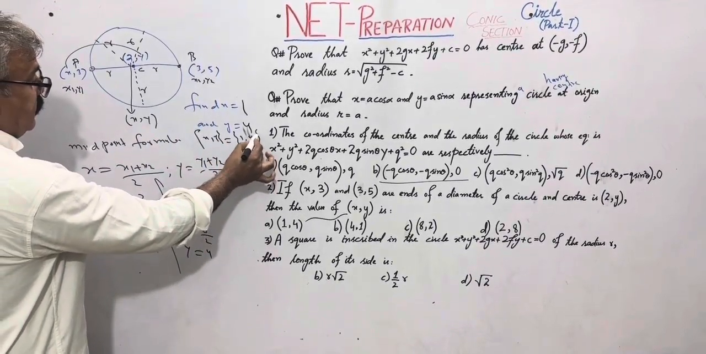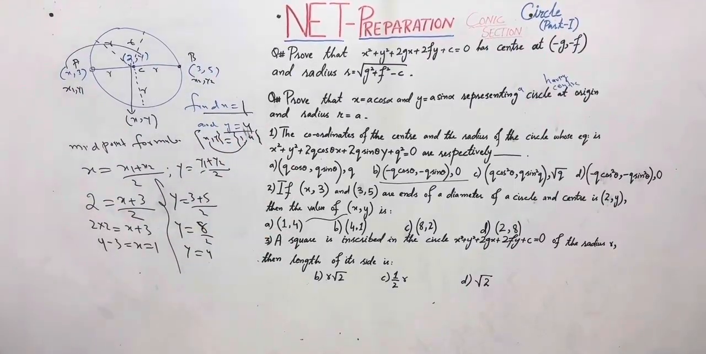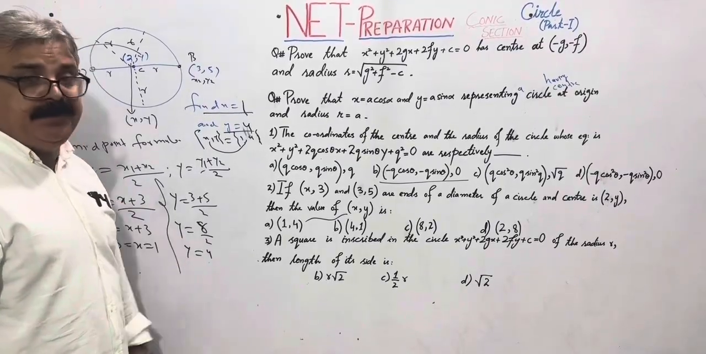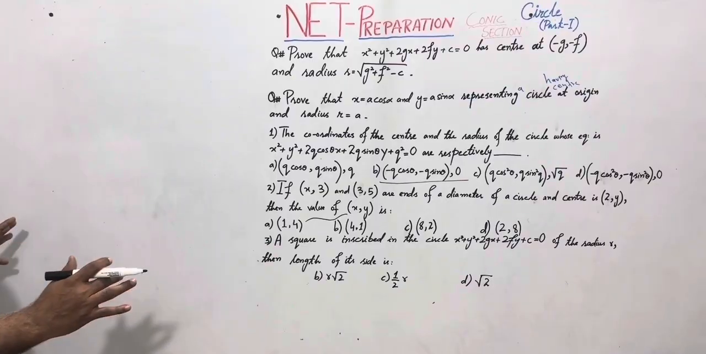It's equal to 1, but it is more appropriate to write x is equal to 1 and y is equal to 4. Moving towards the next question and the final question.